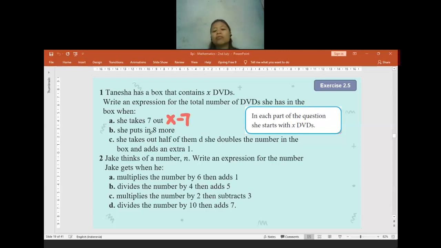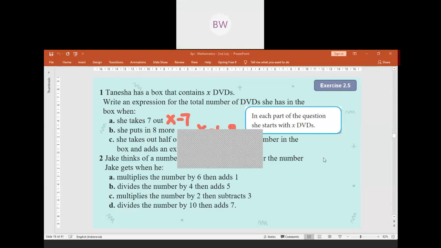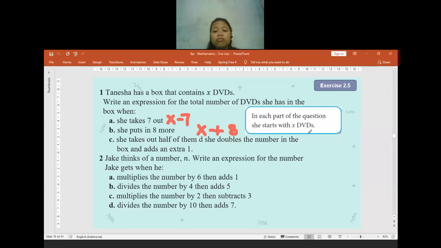And then now she puts 8 more. So the number is x plus 8. Okay, good job. Now let us continue to question C. She takes out a half of them, then she doubles the number in the box and adds an extra 1. How many will it be? Take out half of them, so it means divide by 2. x divided by 2.